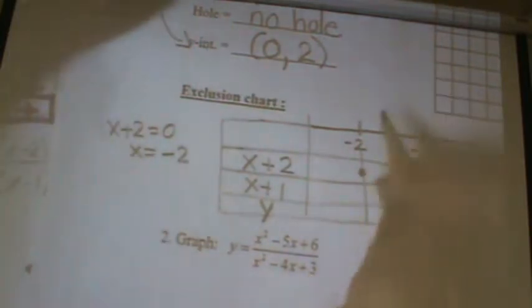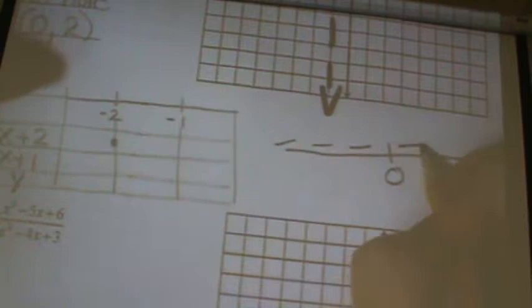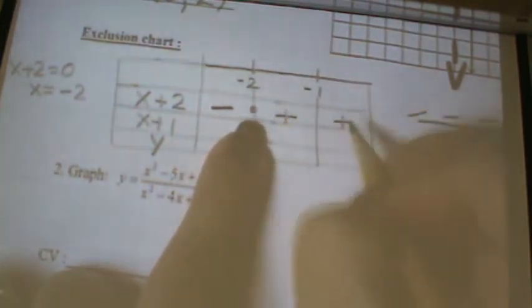So at negative 2, think of a number line. What are all the numbers to the left of 0? Negative, and to the right are all positive. So if I set this equal to 0, our 0 is at negative 2. Any number to the left is negative, and all of these numbers to the right are going to be positive.